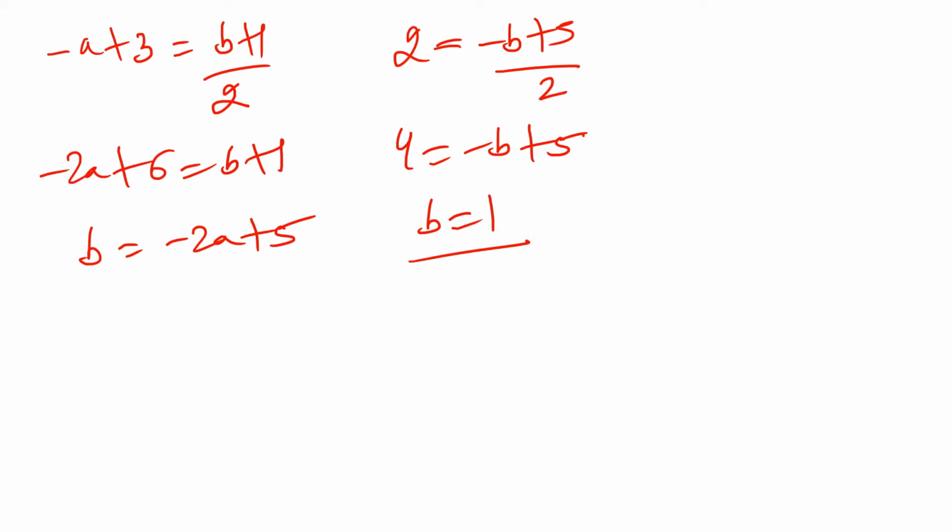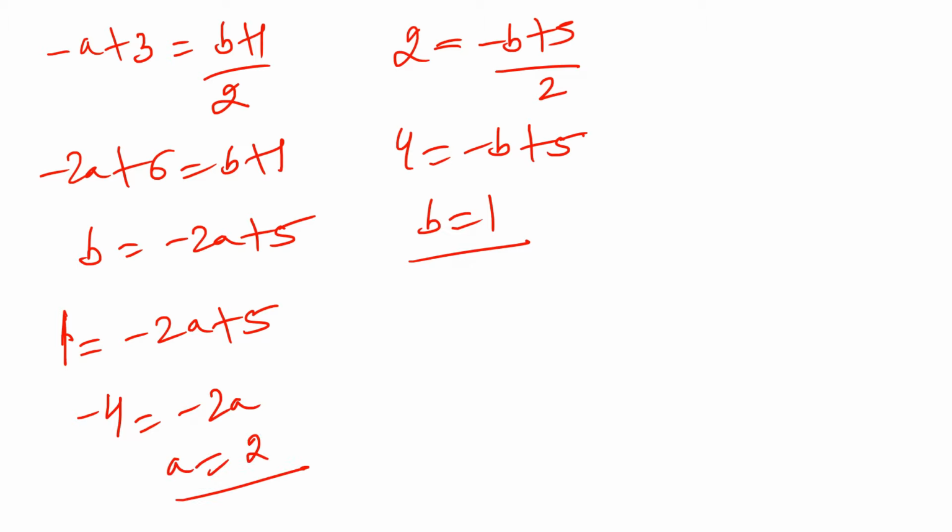Now if b is equal to 1, then 1 will be equal to minus 2a plus 5. We have substituted the value of b in the first equation. So now we'll be getting minus 4 equal to minus 2a, or a is equal to just 2. Fine. Now students, we lastly find the point of intersection.